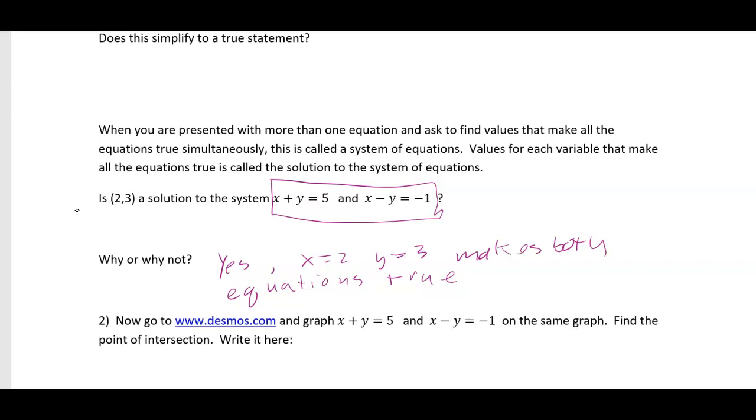The simplest method, if you have a graphing utility available, is to graph both and find the intersection. So we're going to go to Desmos here for a moment. I've got x plus y equals 5 and x minus y equals -1 ready to graph.